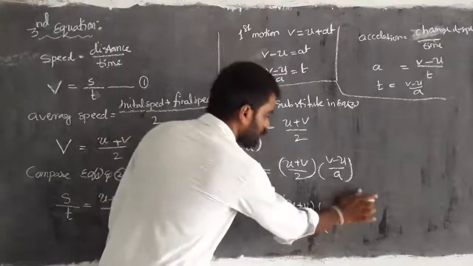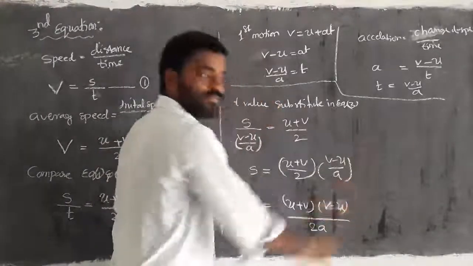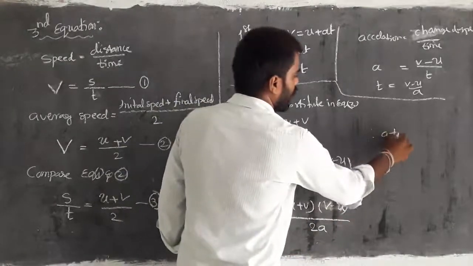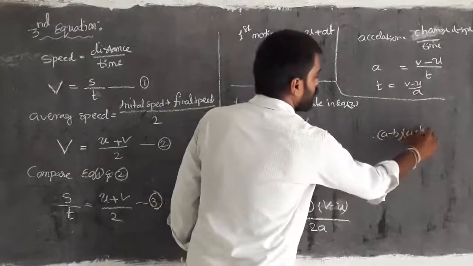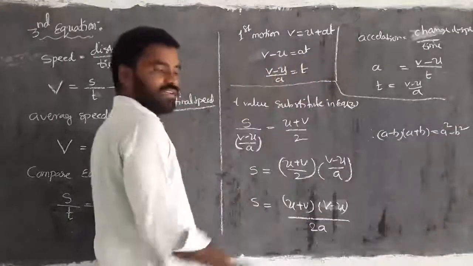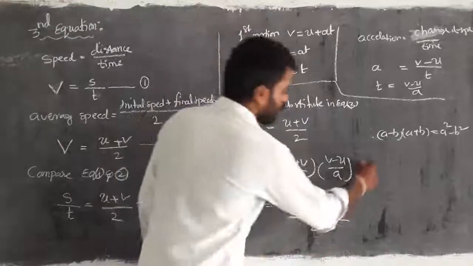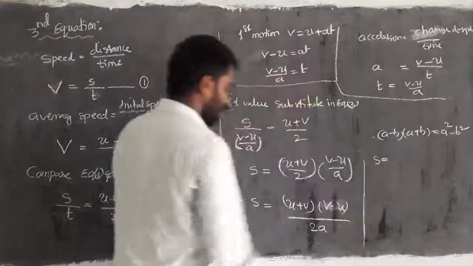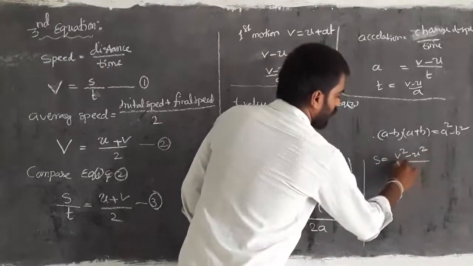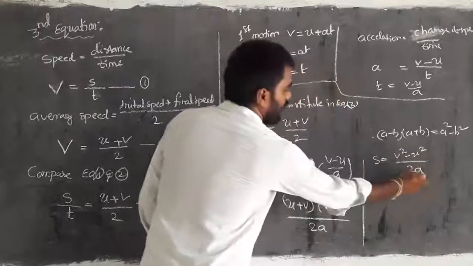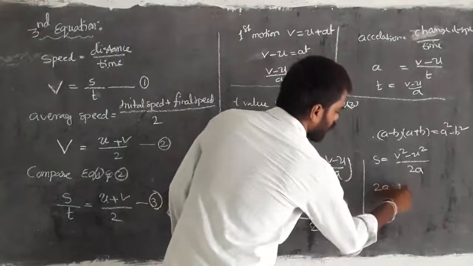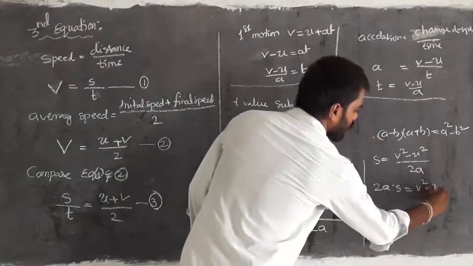Sorry, v minus u. Right? It is simply like a mathematical application, what we call (a minus b) into (a plus b), we can write as a square minus b square. Same like here also we can write s is equal to v square minus u square by 2a. Then take 2a to the left side, then ultimately it changes to 2a into s, v square minus u square.